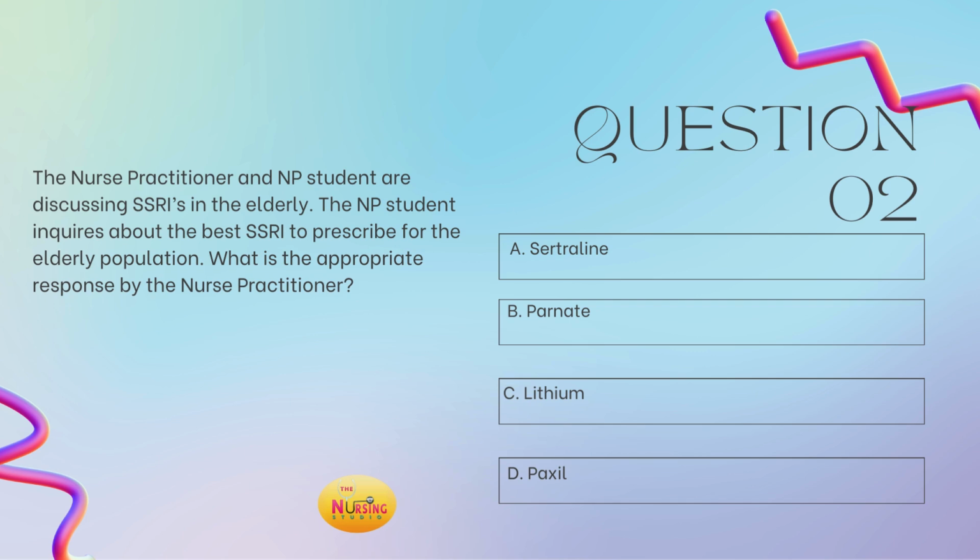So one, you can eliminate B and C, right? Because Parnate is an MAOI, lithium is a mood stabilizer.